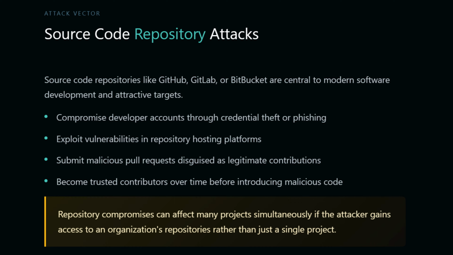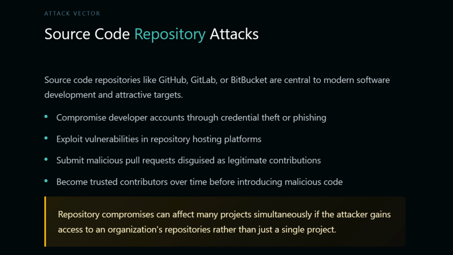normal development work. Source code repositories like GitHub, GitLab, or Bitbucket are central to modern software development, and they are attractive targets. Attackers compromise developer accounts through credential theft or phishing, and they exploit vulnerabilities in repository hosting platforms themselves. They submit malicious pull requests or commits disguised as legitimate contributions. For open source projects, attackers sometimes become trusted contributors over time, submitting legitimate contributions to build reputation before introducing malicious code in a later contribution that receives less scrutiny because of the established trust.